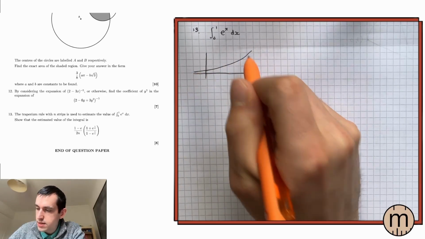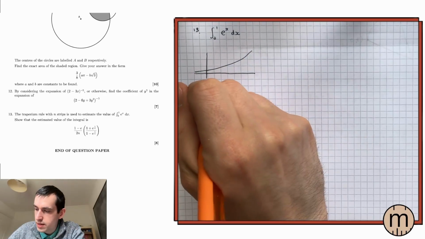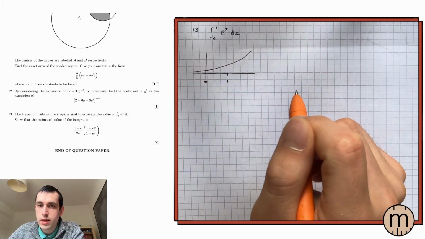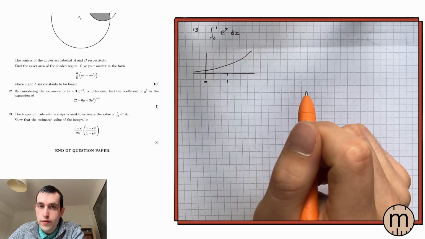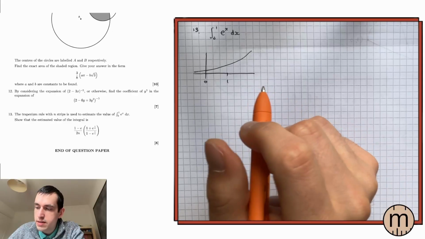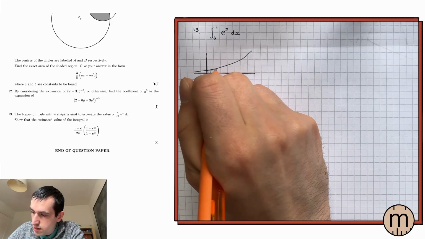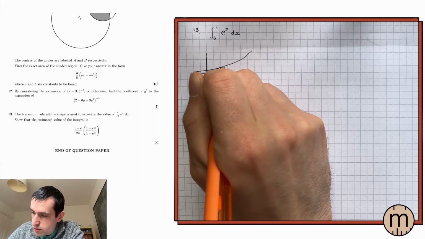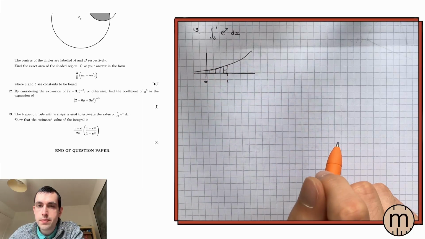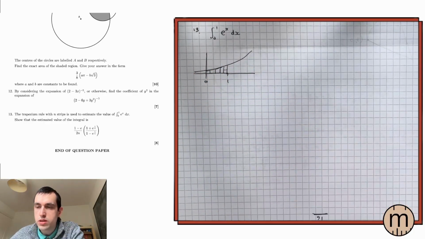E to the x looks somewhat like this. And then let's put 0 there and 1 there. I've told you it's n strips, but I haven't said what n is. So we're going to break it down like this. N trapezia, somewhat like this. So what you've got to work out is what's the starting point, what's the ending point of the trapezia, and then find e to the power of that.